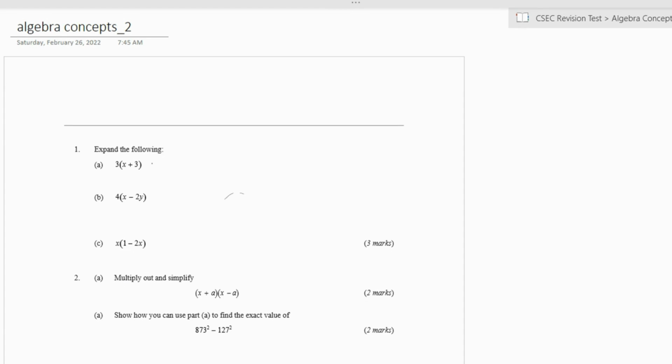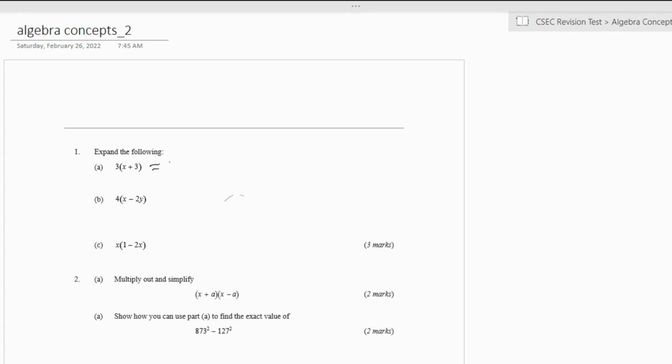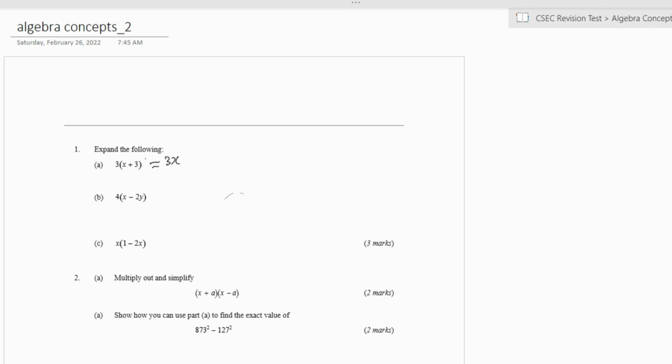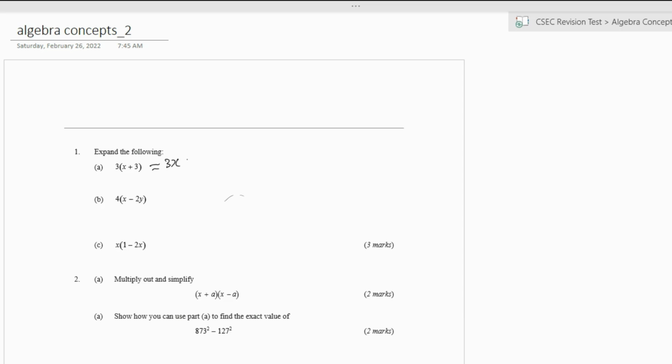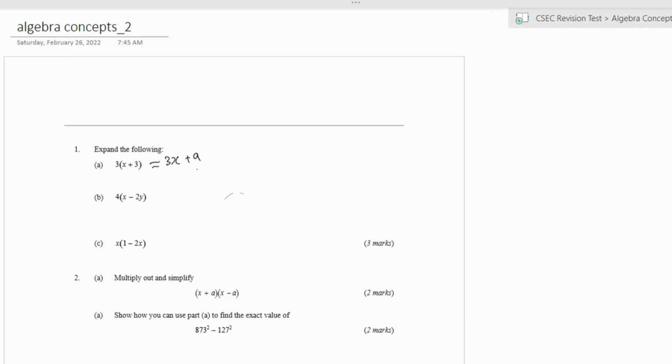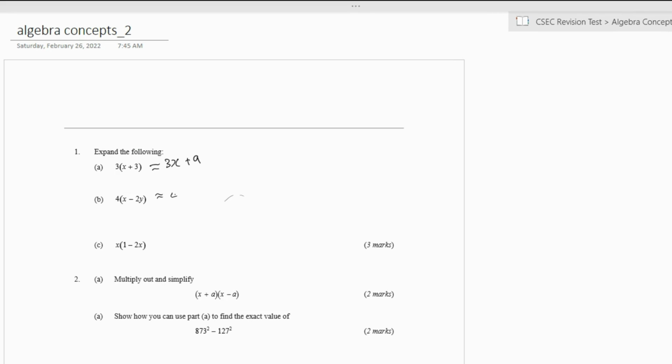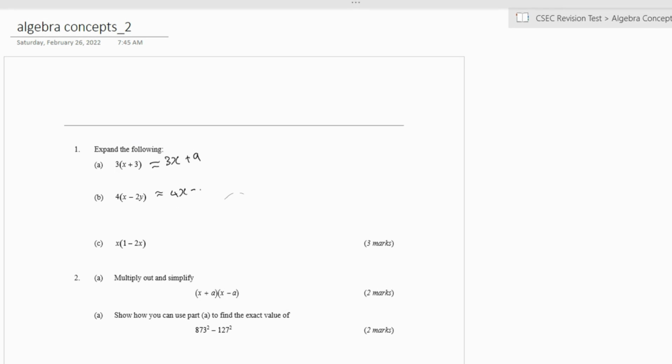So what we have here will equal 3 times the x, which gives us 3x, plus 3 times the positive 3, which gives us 9. That is how we solve the first one, and it's completed. We're going on to the second one now. It is 4(x minus 2y). So it will be 4x minus 4 twos, 8y.